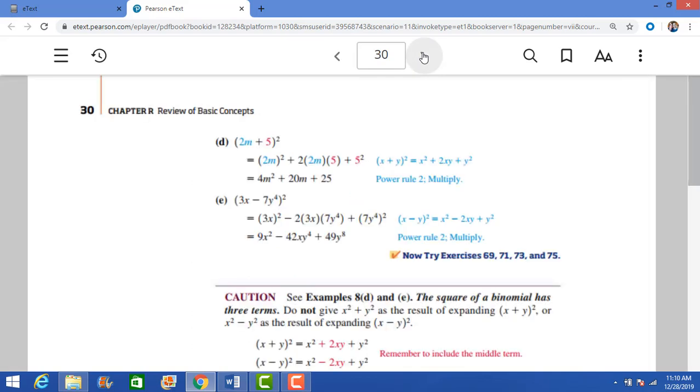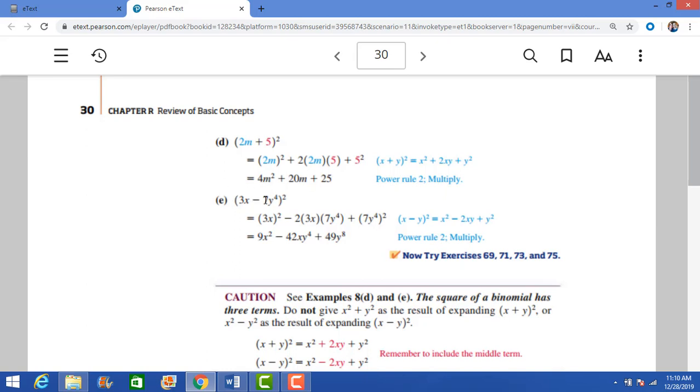Okay, now the last two, we're going to use the sum. So here, it's going to be the first term, then we're going to multiply the two terms together, and then multiply by 2. We're going to double the product of the two terms, and then we're going to add on the last term. So notice that we're going to take the first term squared and the last term squared, and then we're going to take the product of the two terms and double it. Okay, so this is the form. So it's going to be 2m squared plus 2 times the product of the two terms plus the last term squared, and then we're going to multiply and simplify. Okay, and we get 4m squared plus 20m plus 25.